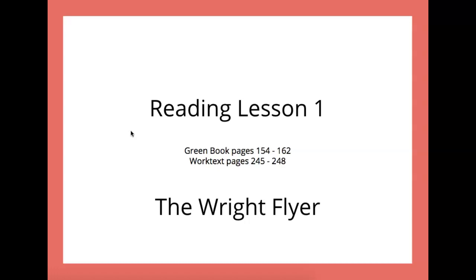So the story of The Wright Flyer is an article. Do you remember what an article is? Some of the articles that we read in class are A Volcano Erupts and Dogs at Work. The article A Volcano Erupts told us how Mount St. Helens erupted, and Dogs at Work taught us different jobs that dogs can have.